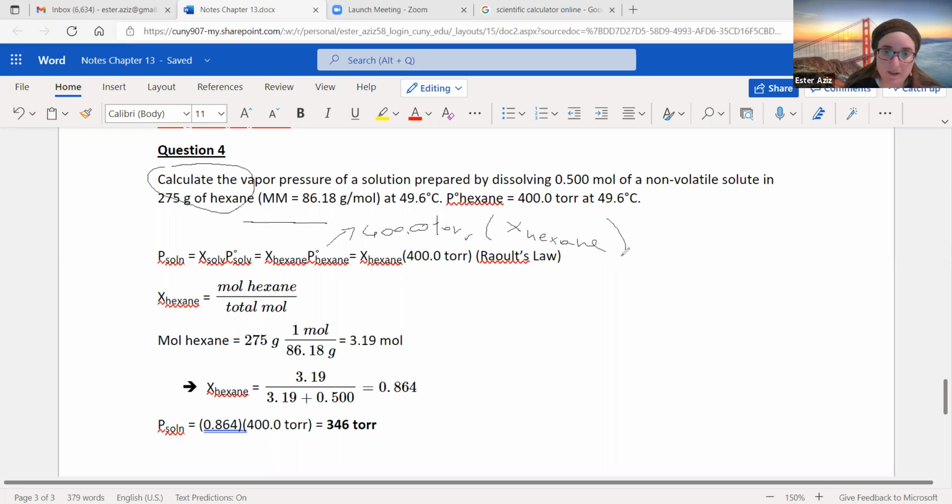So how do we find out the X of hexane? How do we find out the mole fraction of hexane? The definition of the mole fraction of hexane is moles of hexane over total moles. How do we know how many moles of hexane we have? We know the grams of hexane, and then we can use the molar mass to figure out the moles. So we take the grams, multiply by 1 over the molar mass, the grams cancel out, and you get 3.19 moles of hexane.